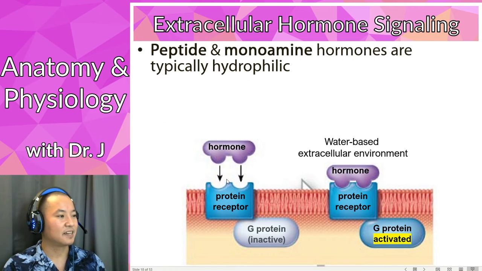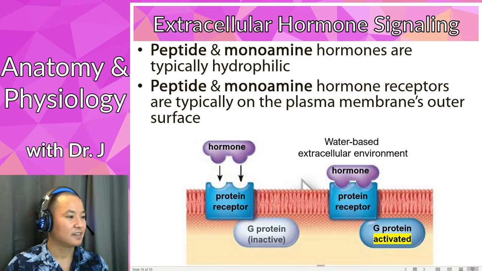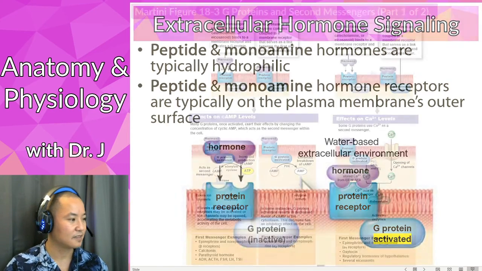Now, okay, so peptide and monoamine hormones are typically hydrophilic. There are some weird exceptions, but in general, these are hydrophilic. So, since they're hydrophilic, their receptors are typically on the outer surface of a plasma membrane. So again, they're facing the outside of a cell because the outside of a cell is mostly water-based.